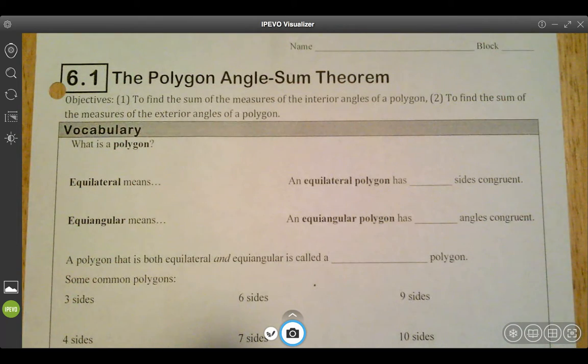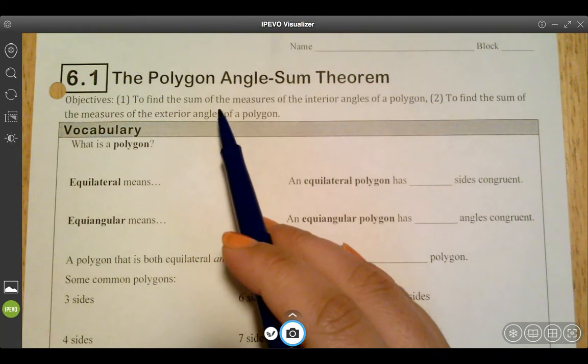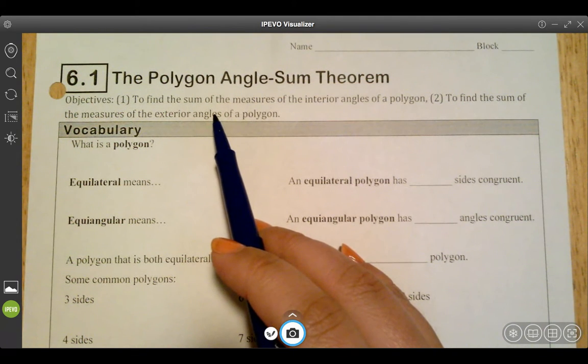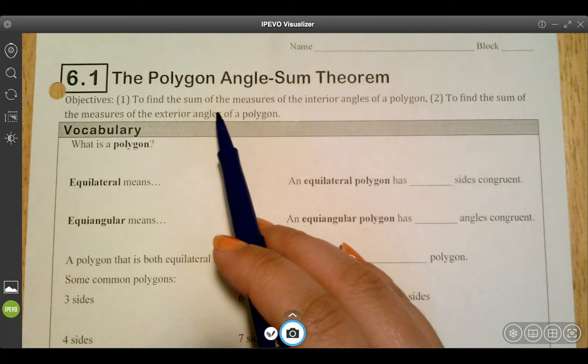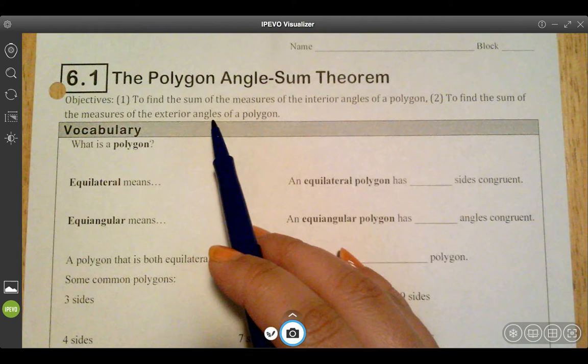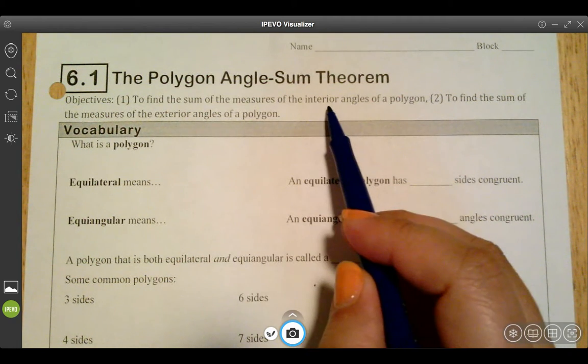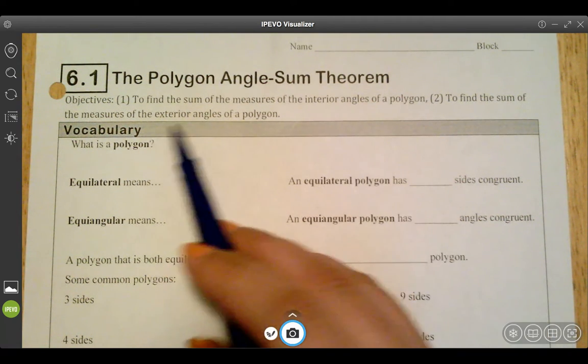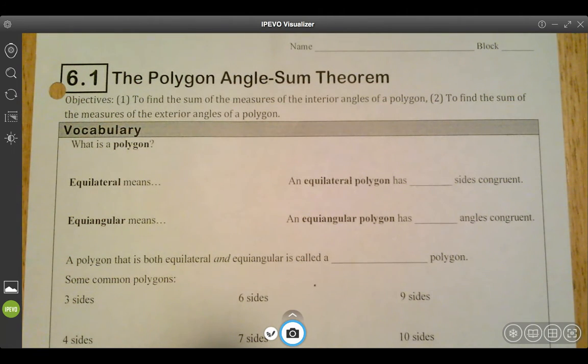So Chapter 6 is talking about polygons. Polygons are shapes that have sides that close in on each other. So for example, a triangle or a quadrilateral. Our objective for this section is to find the sum of the measures of the interior angles of a polygon. We already know that for a triangle, but we're talking about any polygon now. And to also find the measures of the exterior angles of a polygon. Remember, interior means inside of the polygon, exterior is created by extending one of the sides.